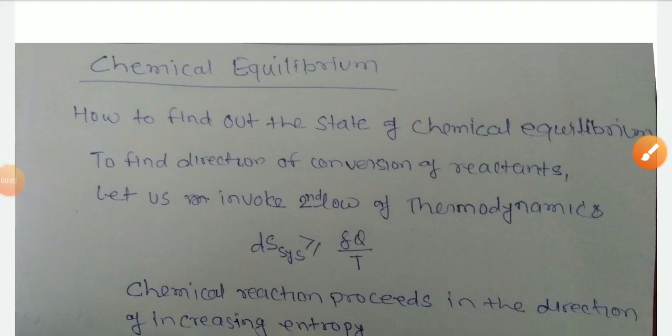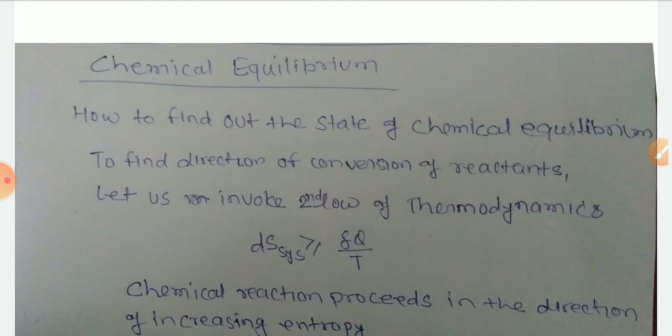Hello friends, today I am going to explain the chemical equilibrium equation. First of all, you will have to look at it from the thermodynamics point of view: how to determine the equilibrium constant and what its meaning is. Now you have to find out the direction in which the chemical reaction is positive.